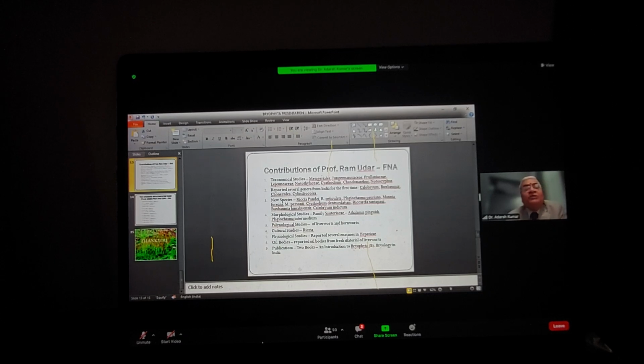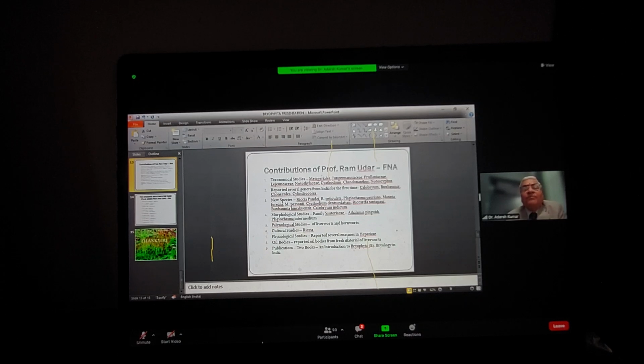His main contribution is in taxonomical studies. He studied the members of Bacteriales, family Jungermanniaceae, Fossombroniaceae, Lejeuneaceae, Notothyladaceae, Cyathodium, Cladonanthus, Notoscyphus, and so many plants. He reported several genera from India for the first time. These plants are Calobryum, Buxbaumia, Conocephalum, and Cephaloziella. He reported so many new species.